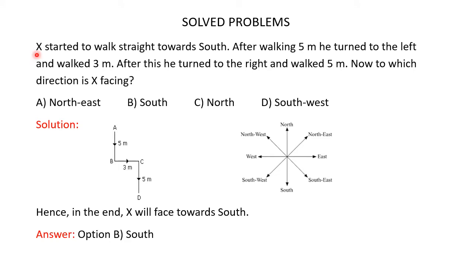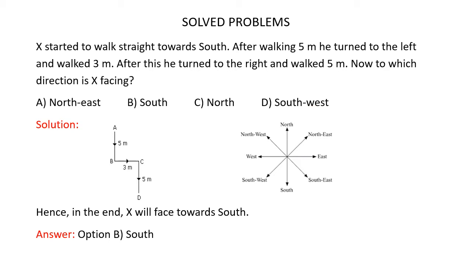X started to walk straight towards south. After walking 5 meters, he turned to the left and walked 3 meters. After this, he turned to the right and walked 5 meters. Now, to which direction is X facing? Here you are given four options and you have to find out which of these options is the correct one.